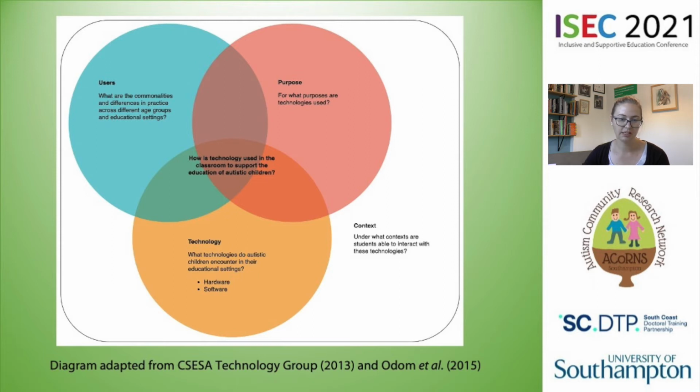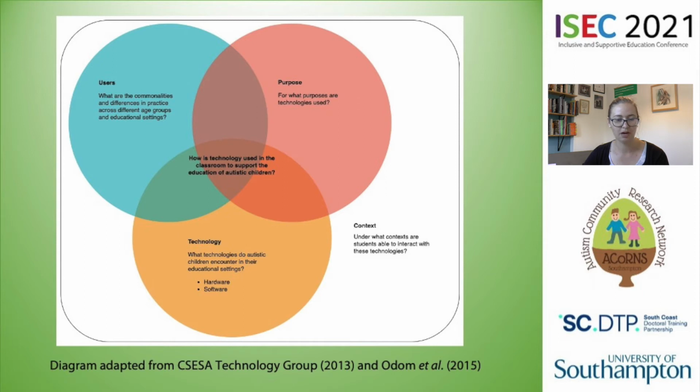In its original conceptualisation, overlap between the 3 factors corresponds to the ideal selection of technology for a particular context. However, it's not made clear in either case from whose perspective this ideal is seen. Instead, I suggest the overlap between the users, purpose and technology represents the current practice within each context.